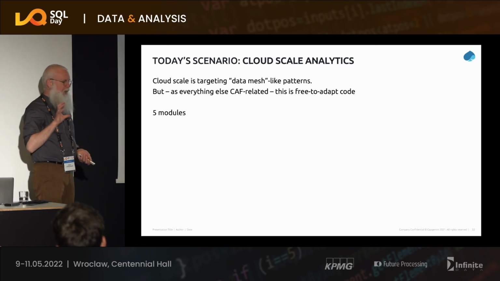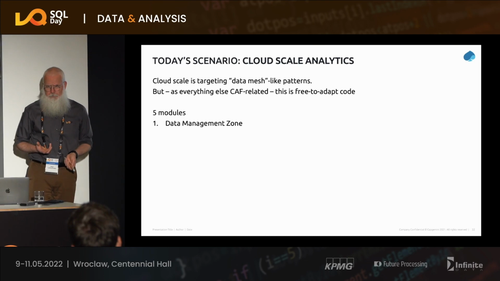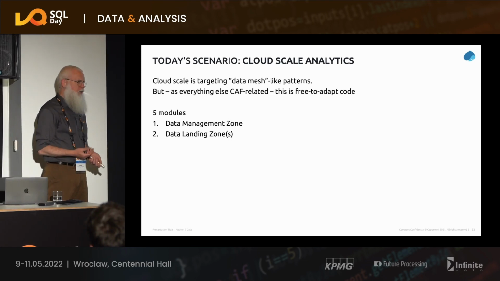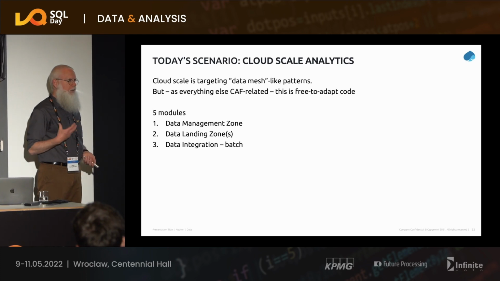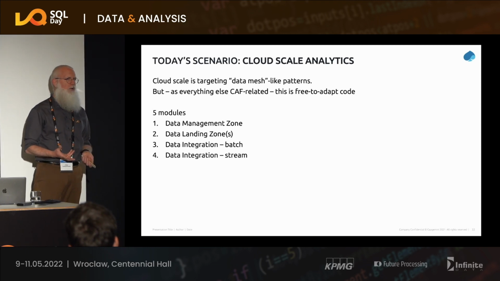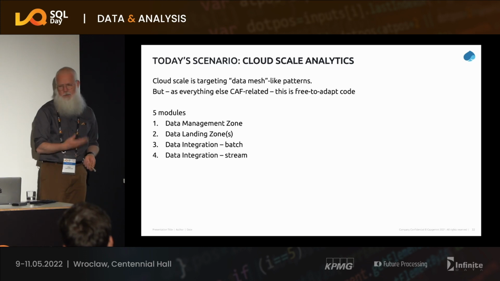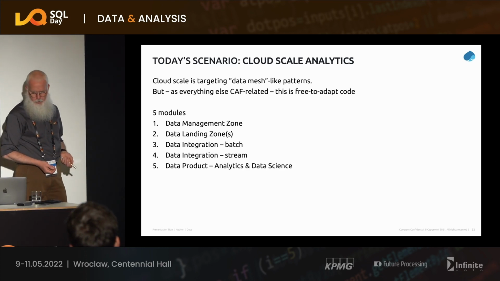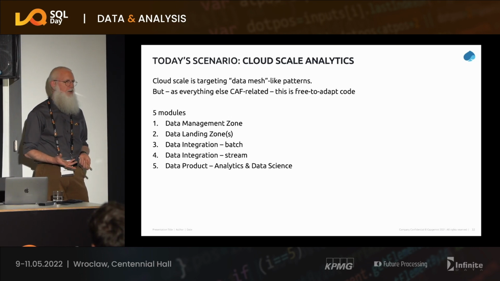There are 5 basic modules in this. So the first one is a data management zone. Then you have the data landing zone, or several. Then you have data integration batch, and then data integration stream. If you look at the GitHub repos, these are named products, but they aren't products, they are more common services. And then you have the data product part, which is analytics and data science.